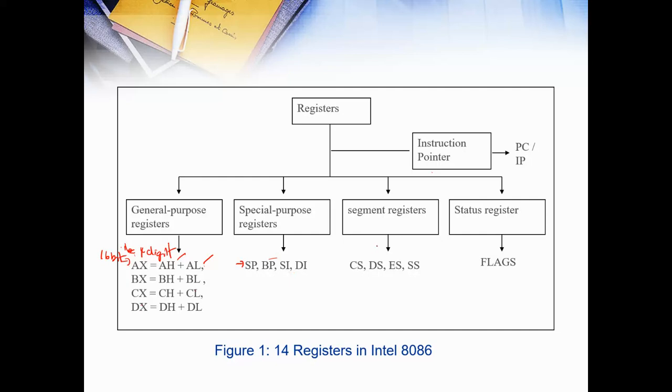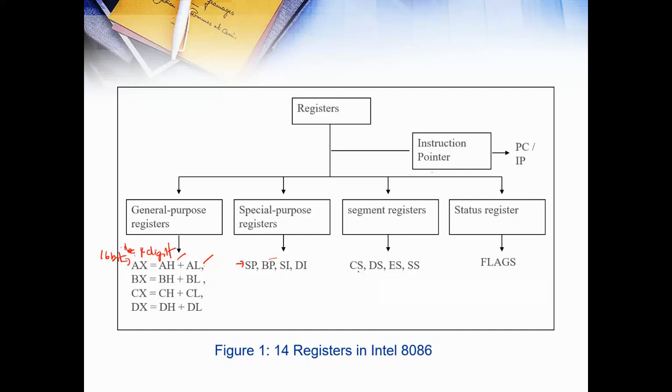Another group is the segment registers. The segment registers are used to divide a program. Normally, when you have a big application, your program will be divided into segments. There are 4 segment registers in the CPU, used to locate the program, instruction, data, and also the stack.